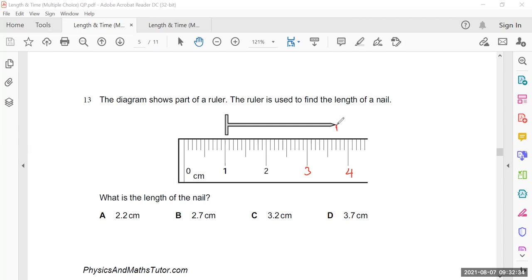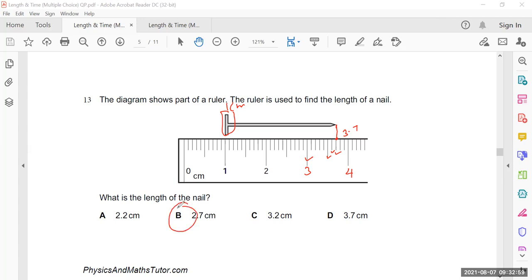And this end is here, coinciding with this point. And so this scale is in centimeter. Up to here, this is 3. Up to here, 3.5, 3.6, and 3.7. So this is coming 3.7, children, here. And the one end here is at 1 centimeter. You need to find out the difference of that. So 3.7 minus 1, 2.7.